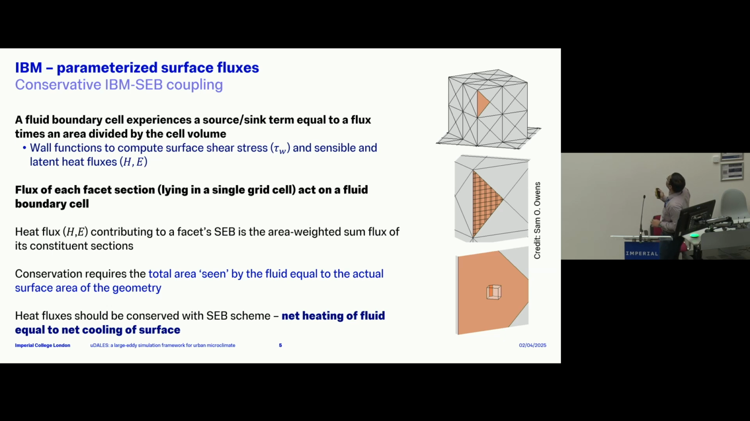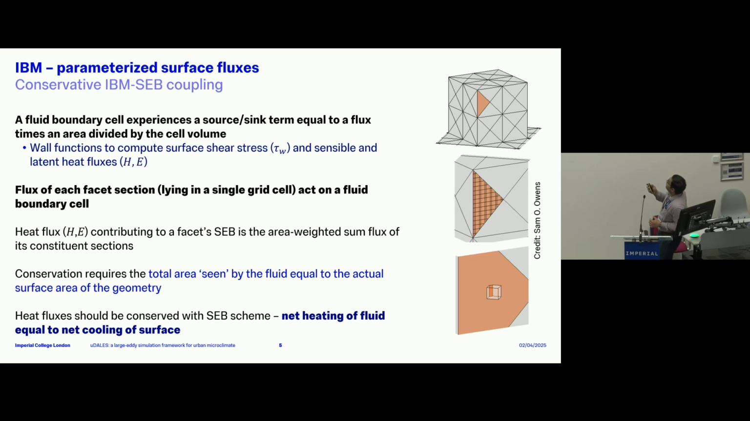And then we use wall functions to compute the shear stress and the sensible and latent heat fluxes for this small facet section, and then convert those fluxes to a volumetric source term to supply to the governing equation for this small volume region.